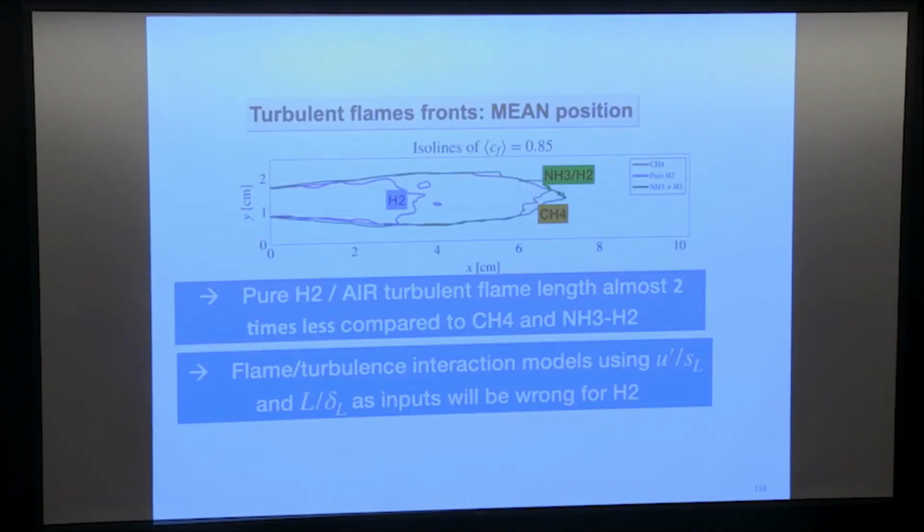And the overall result, when you look at the mean flame, is that the H2 flame is like 2 times shorter than the two other flames. And of course, those have Lewis numbers close to 1. This one has a Lewis number close to 0.3. So that means that if your turbulent combustion model doesn't have some way of knowing that, it's desperate. I mean, a factor of 2 is too big. So why does it burn 2 times faster?